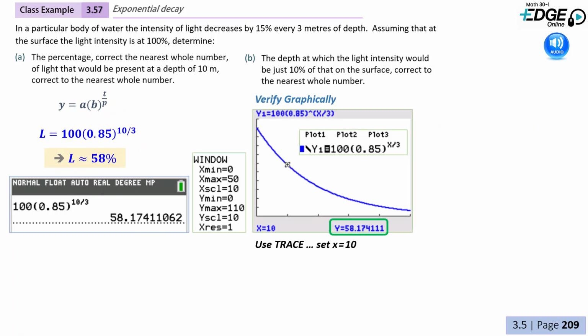We could solve this graphically by simply typing in the equation and then using the trace function on your calculator. So if you go second trace, and then if you just start typing in 10, you'll notice that it'll say x is equal to 10, and then it'll tell you what y would be when x was 10.